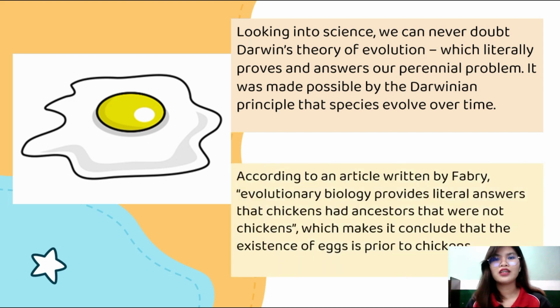Another RRL or another supporting idea na nagsasabi na ang itlog ang nauna. According to an article written by Fabry, evolutionary biology provides literal answers that chickens had ancestors that were not chickens. So naniniwala si Fabry, class, according to evolutionary biology, na ang mga manok ay meron silang ancestors, pero ang ancestors nila o mga ninuno nila ay hindi manok. Dito napapatunayan na ang itlog pa rin talaga ang nauna. Ibig sabihin, galing ang manok sa itlog. Naiintindihan nyo? Nagkakaroon na ba kayo ng idea?